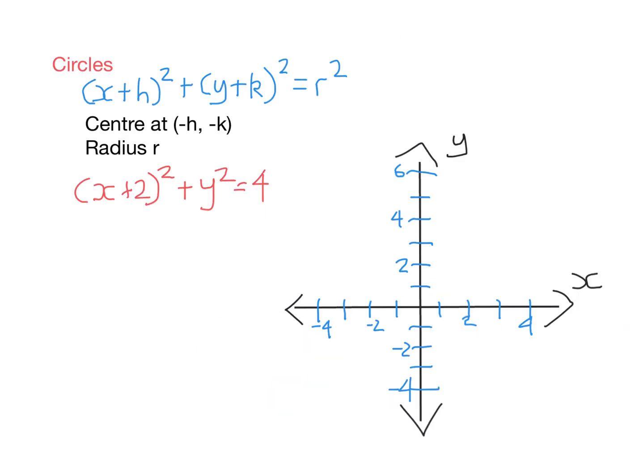So if we have an equation of this form here, it is a circle. The negative of this number and the negative of this number, they give you the center.